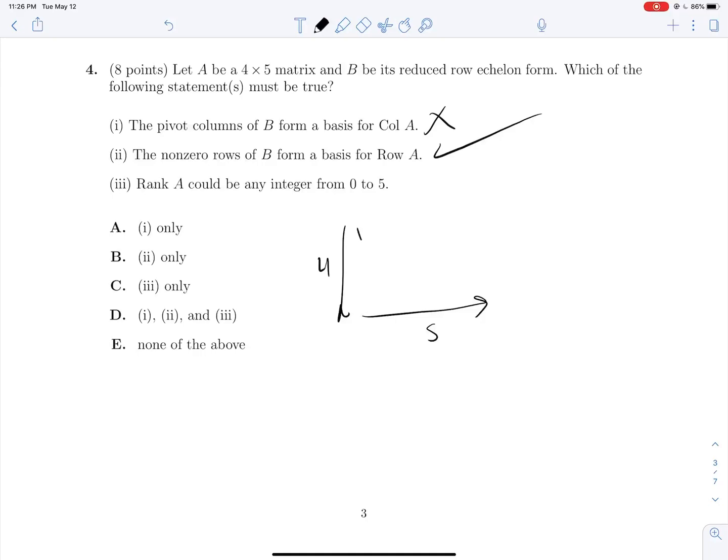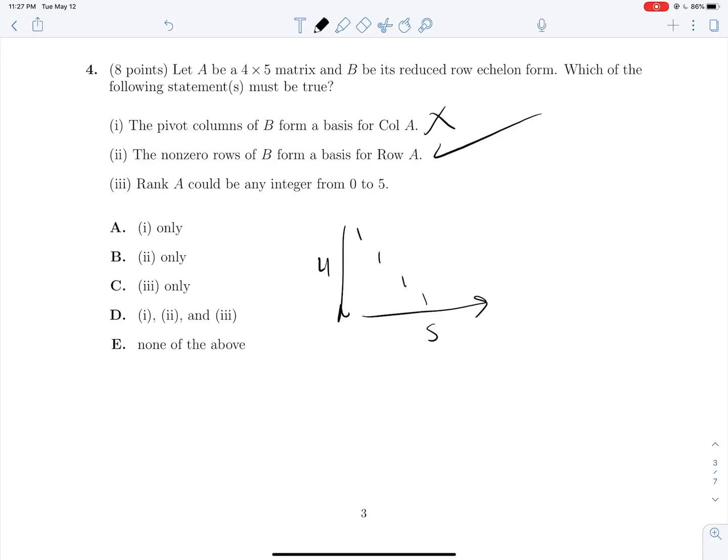Okay, we have 3 rows left. Another pivot, and another pivot. Wait a second. We've added 4 pivots, but there's no space for another pivot. We have 4 rows full of pivots. I can't go down another row to add another pivot.